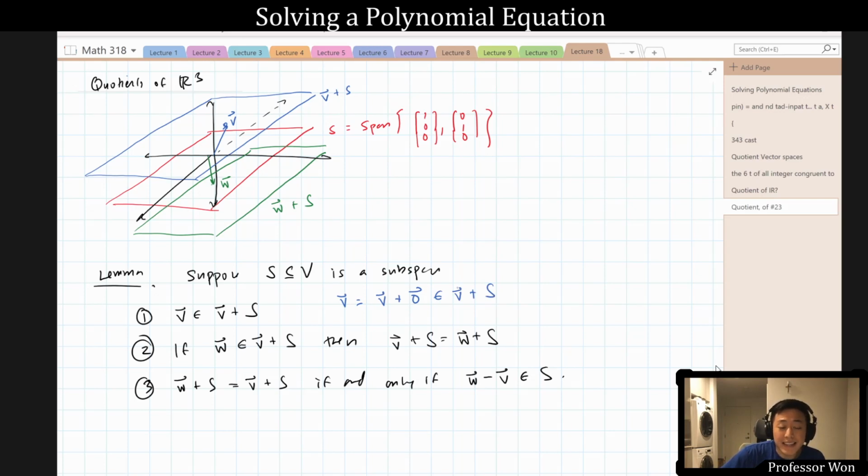Okay, what is the second thing saying? The second thing is saying if W happens to lie on this plane, I shouldn't have given that thing the name W, but new W. If W happens to lie on this plane, and I look at W plus every vector in S, that will give me the same set as V plus every vector in S. Why is that? Because if W is in V plus S, it means that W is equal to V plus s for some s.